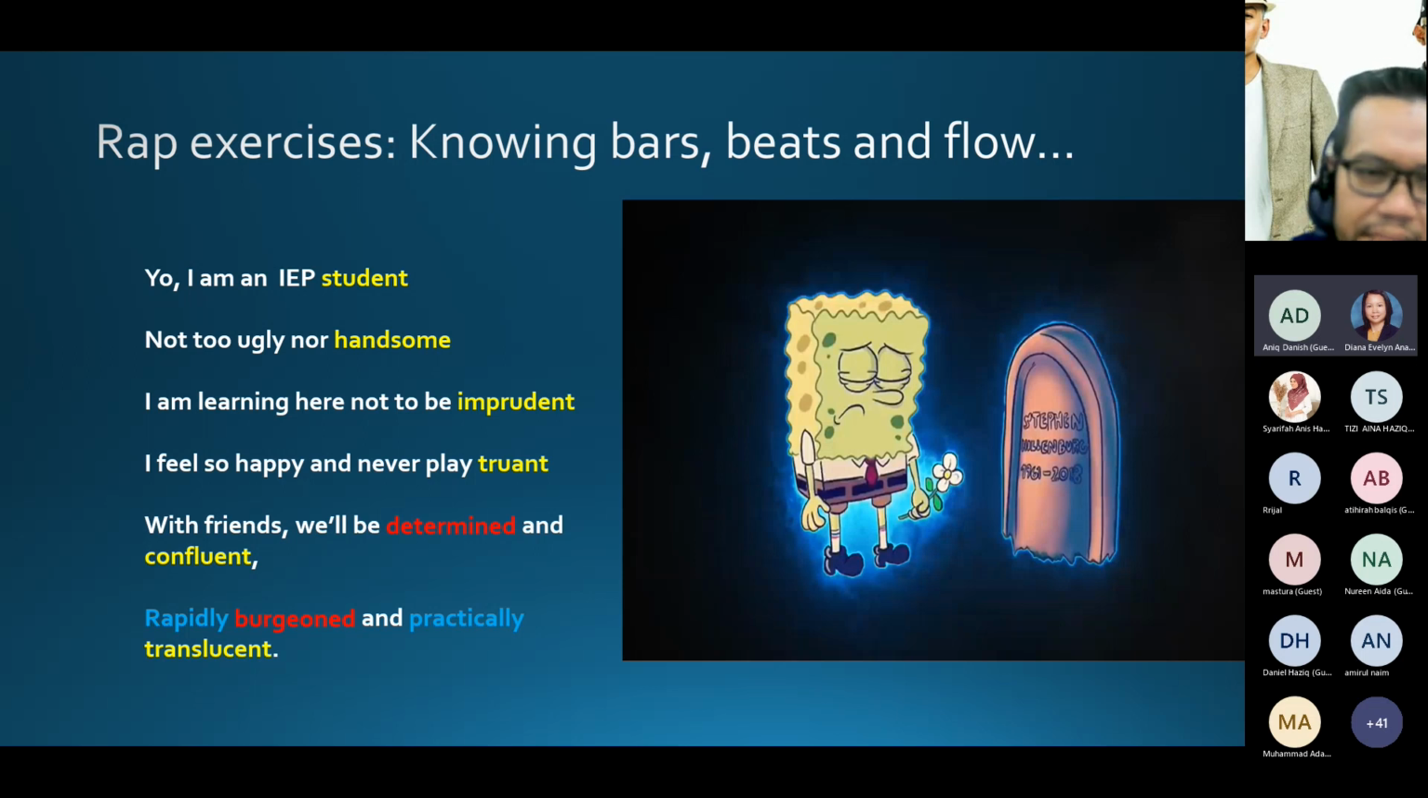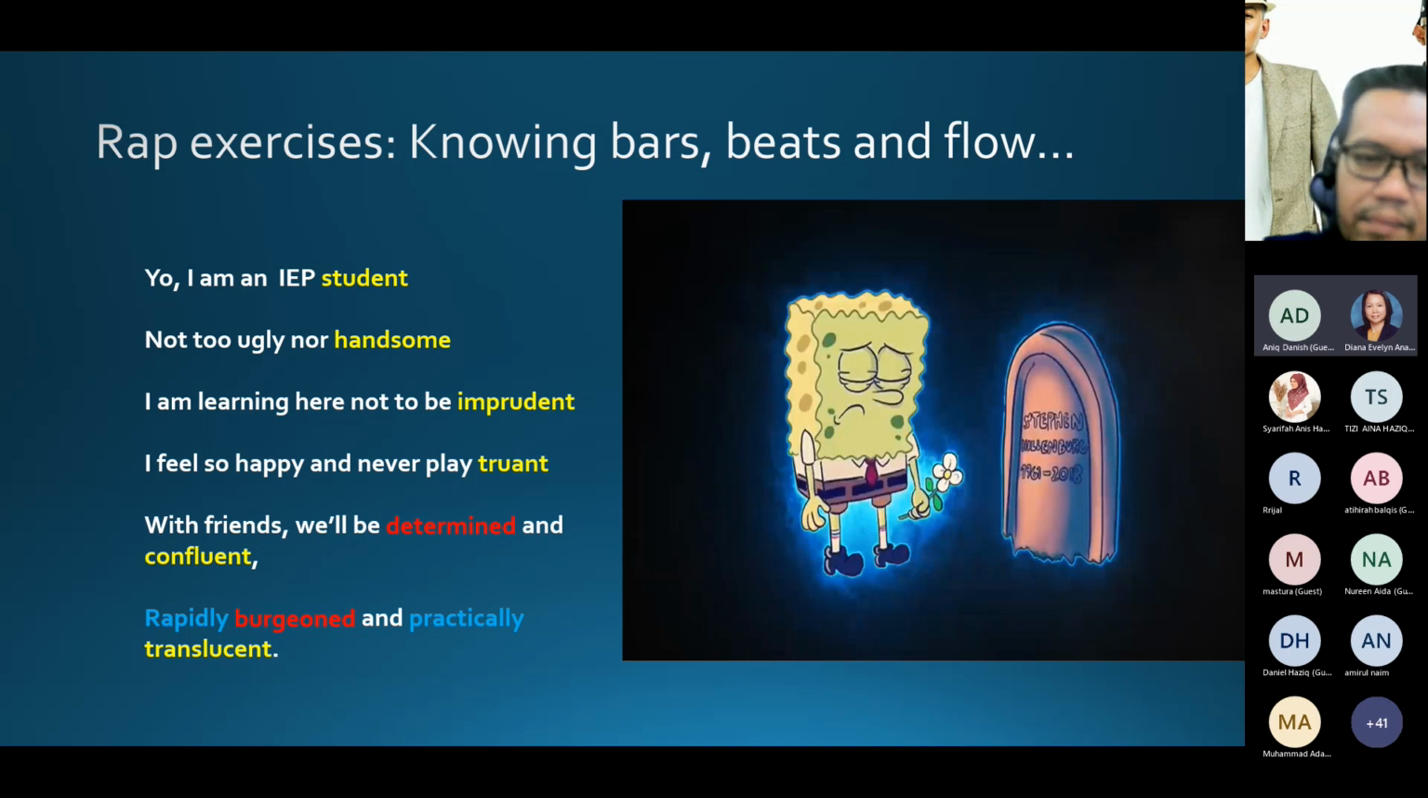Kalau you tengok dia punya rhyme kan, student, handsome, imprudent, truant. So I use A. And then for the next bar, I gunakan friends, determine and confluent. So determine, friend, mana Virgin. Determine and virgin is actually rhyme, and confluent and translucent is actually rhyme. So kadang-kadang tengah pun you boleh nak rhyme, not necessarily hujung. Kadang-kadang tengah pun ataupun setiap words tu you nak rhyme pun boleh. Tapi dia macam mencabar sikit lah. At least sekurang-kurangnya yang hujung-hujung ni, student, handsome, imprudent, truant and confluent.